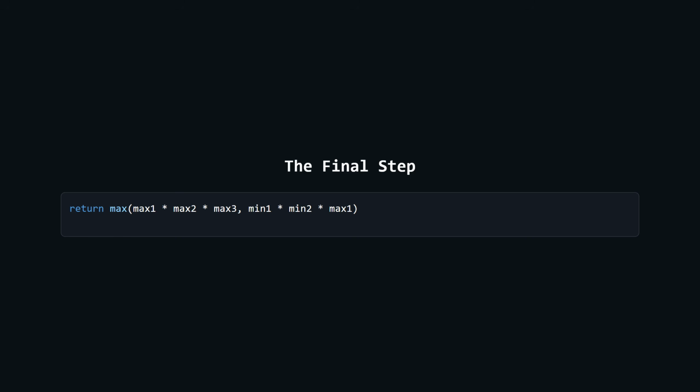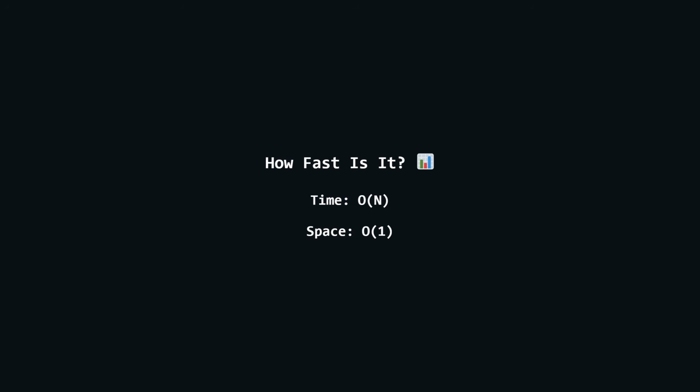Once the loop finishes, we have our 5 magic numbers. We just do the exact same calculation as before, comparing option 1 and option 2, and returning the biggest result. By avoiding the sort, our time complexity drops down to order n, because we only loop through the array exactly once. And our space is completely order 1, since we just stored 5 variables.